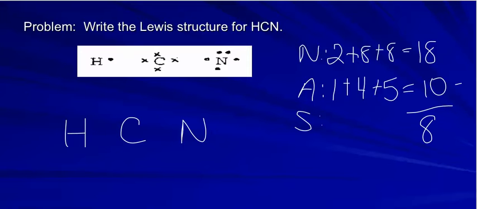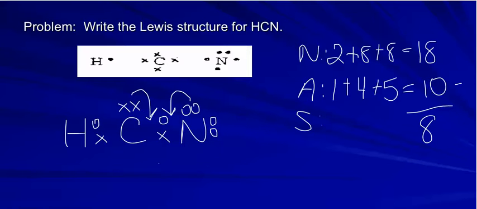So hydrogen has 1. Nitrogen has 5, and carbon has 4. So I tried a single bond. The single bond did not work because carbon and nitrogen, neither one, have 8 valence electrons. So I'm going to have to move electrons, in this case, to form a triple bond. And the correct structure looks like this.